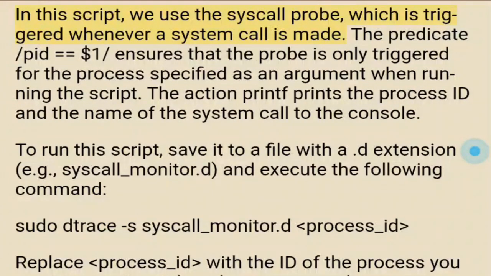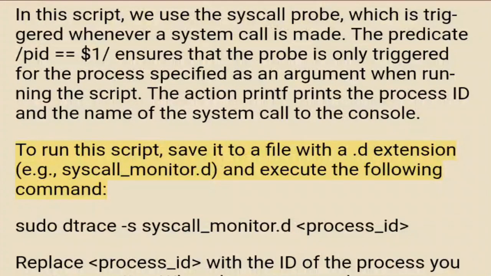In this script, we use the syscall probe, which is triggered whenever a system call is made. The predicate pid == $1 ensures that the probe is only triggered for the process specified as an argument when running the script. The action printf prints the process ID and the name of the system call to the console. To run this script, save it to a file with a .d extension, e.g., syscall_monitor.d, and execute the following command.